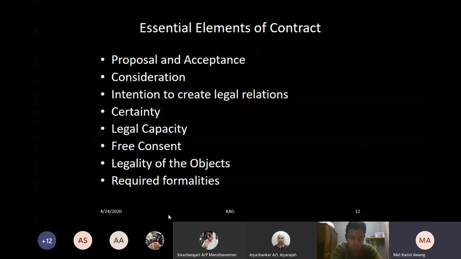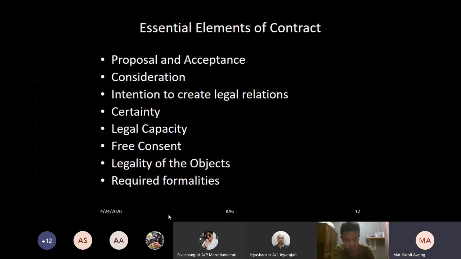Consideration. What does it mean by consideration? Consideration is basically the amount that you are willing to pay for that transaction. For example, I want to sell a house for 1 million, and that person said, okay, I agree to buy at 900,000. Or even if they say, okay, I'm willing to buy at 1 million, that transaction must have a consideration, a value.